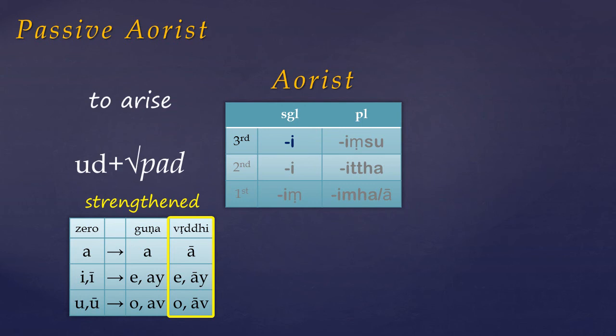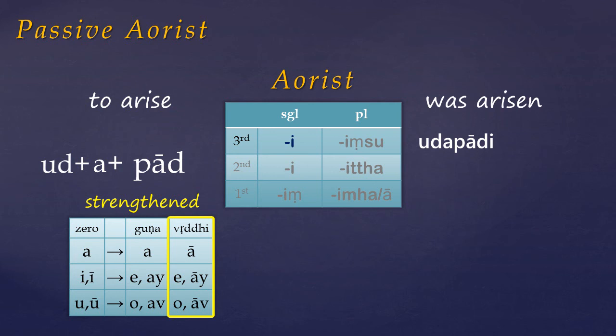So if we now take the other of Warder's examples, remember that the augment comes before any prefix, and so we get udapādi. These can be quite hard to recognise as we really only have the lengthened root and the augment to go by.